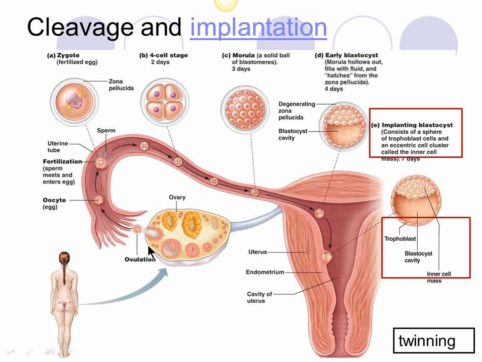So here you can see ovulation. This is the oocyte. Now it comes into the ampulla. Meanwhile, sperms have traveled up from here. So fertilization occurs in the ampulla and the zygote is formed.